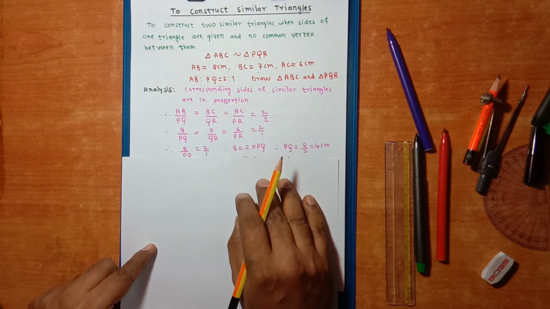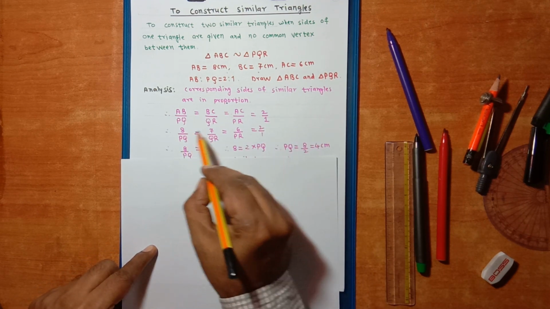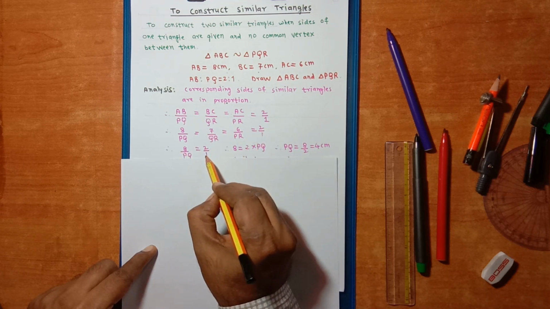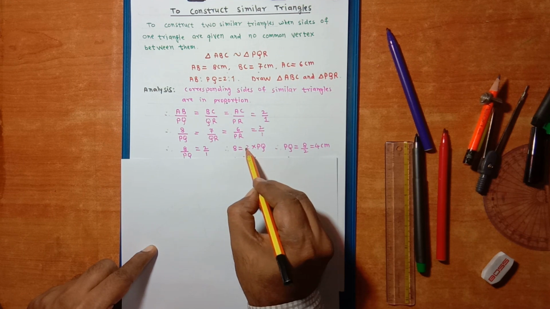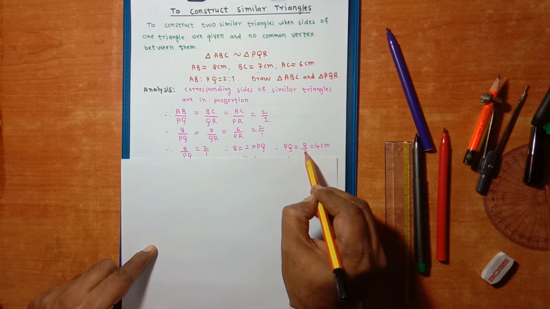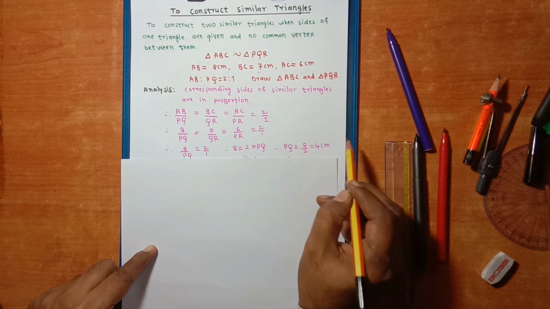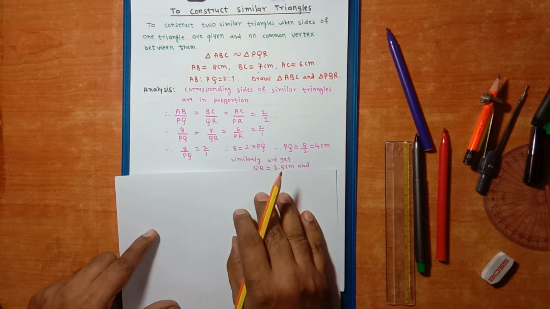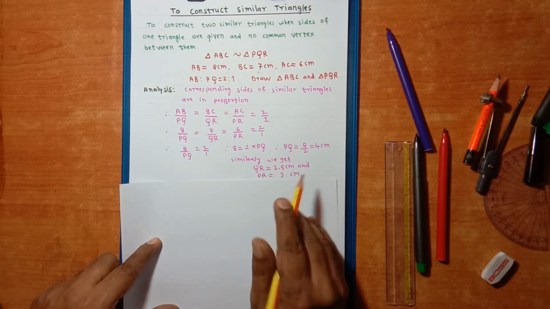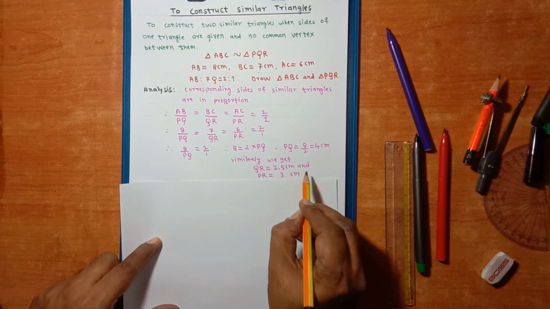So equating first and last ratio, we get 8 upon PQ is equal to 2/1. Therefore 8 is equal to 2 into PQ. Therefore PQ is equal to 8 divided by 2, which is equal to 4 centimeter. Similarly, we get the length of QR is 3.5 centimeter and the length of PR is 3 centimeter.